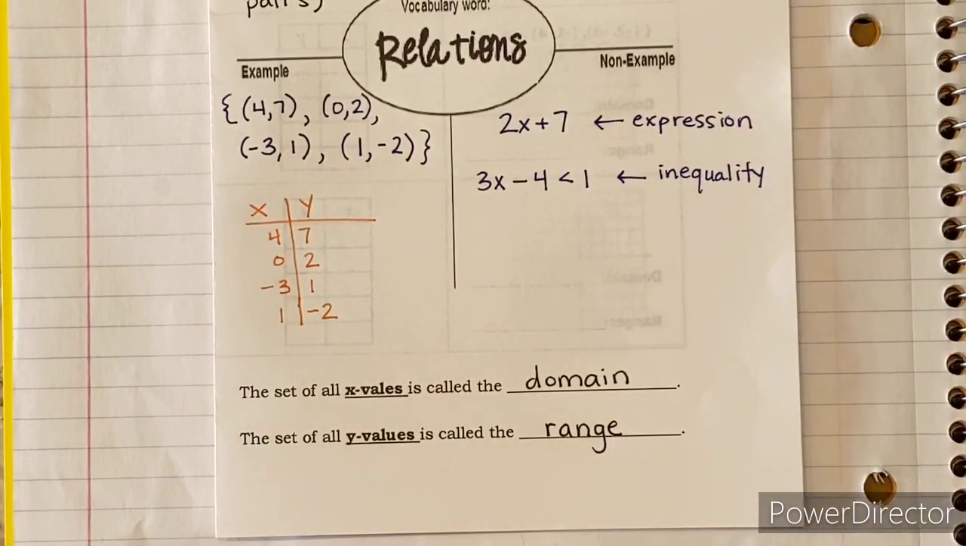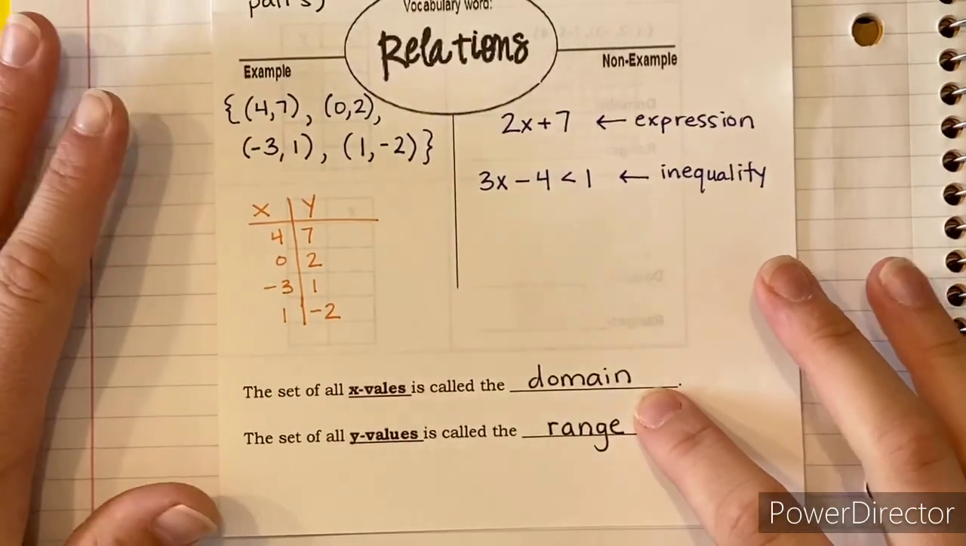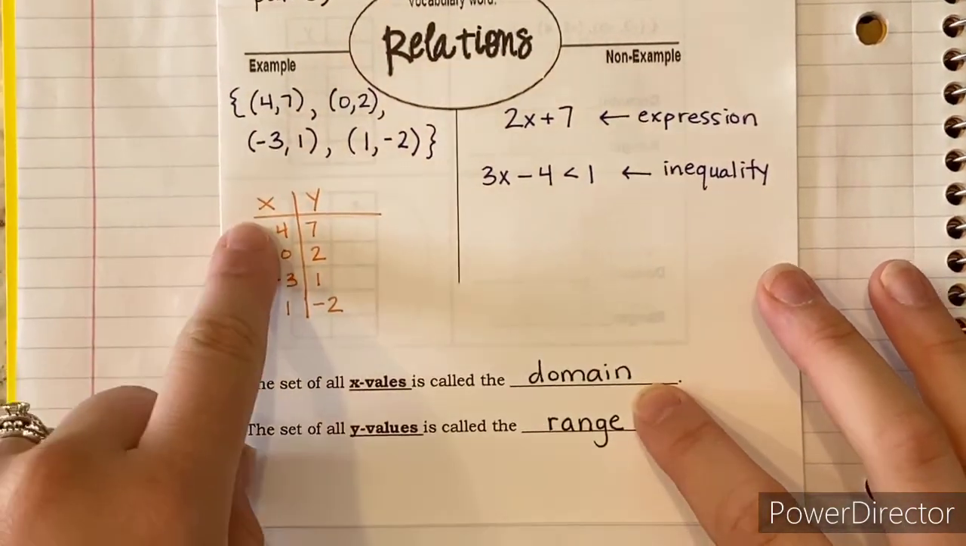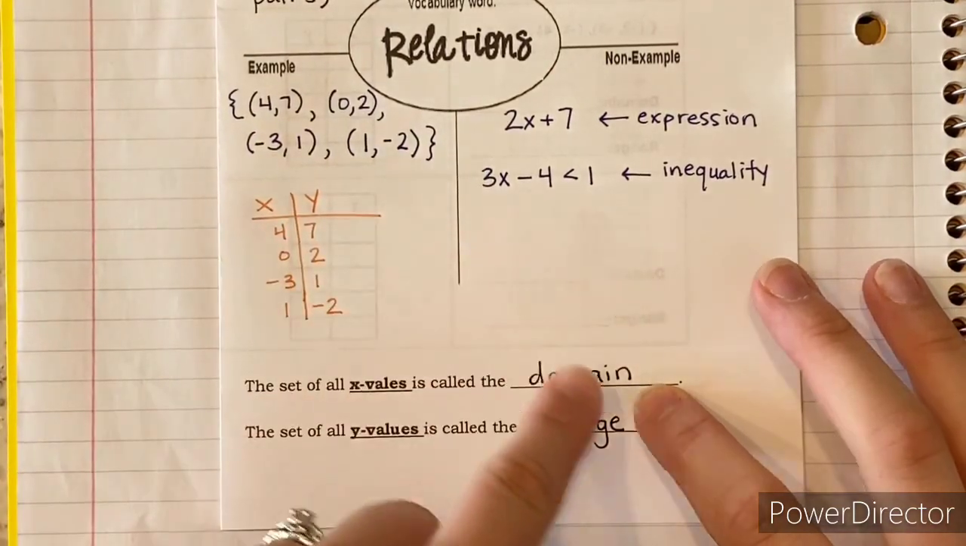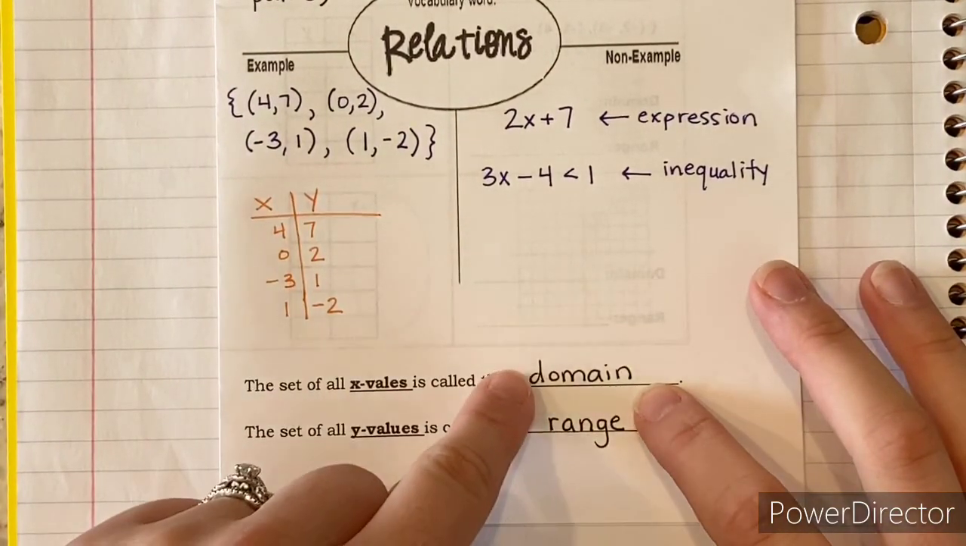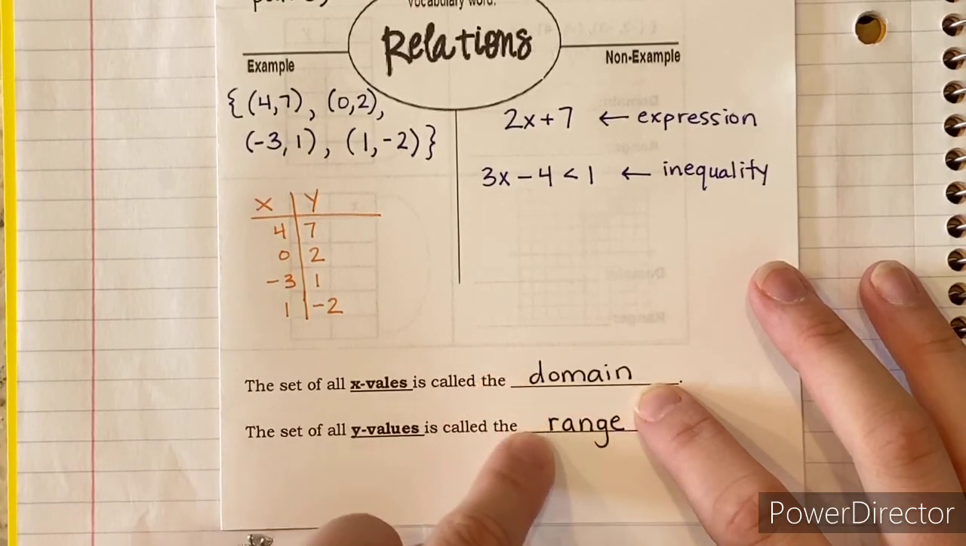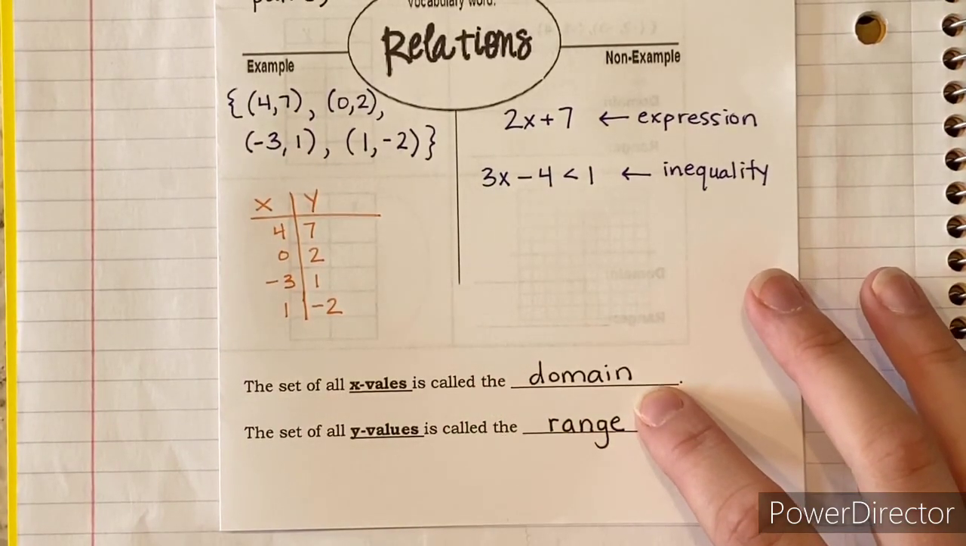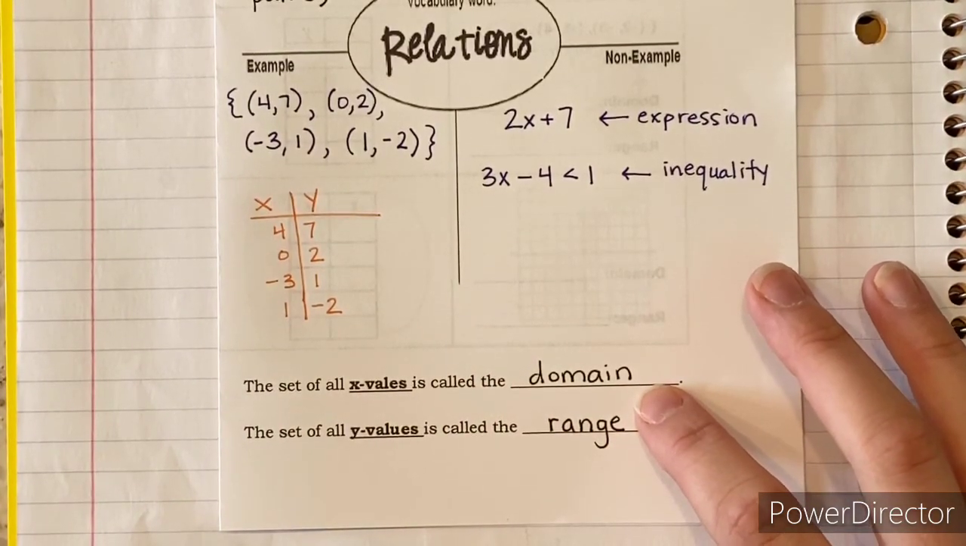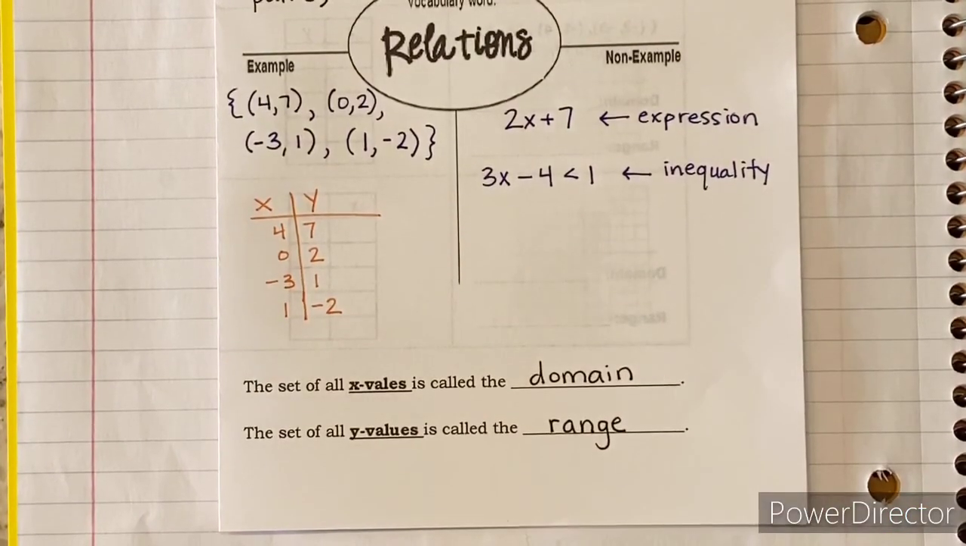If you need help remembering that, this is the way that I remember it. Think about the alphabet. X comes before Y, and if we look at domain and range, domain comes before range because it starts with a D. Okay, so just think about which one comes first if you list them out in the alphabet. Okay, that's how I remember it if I ever forget.